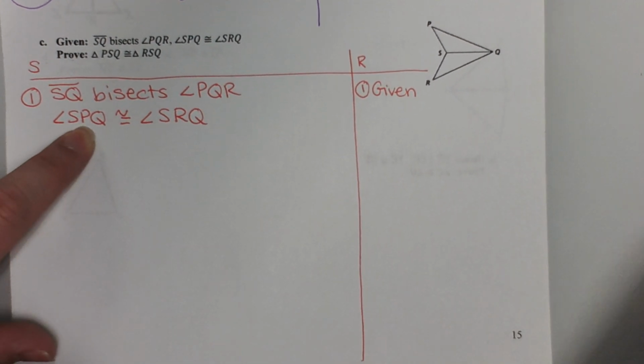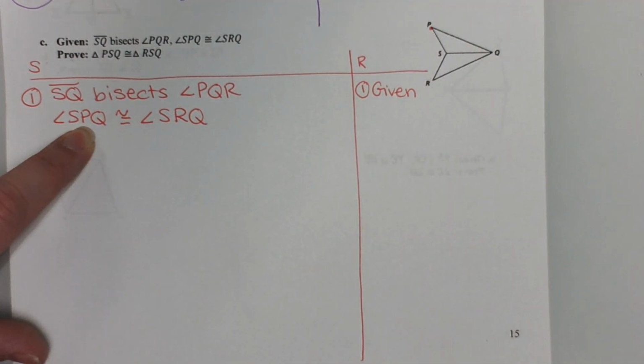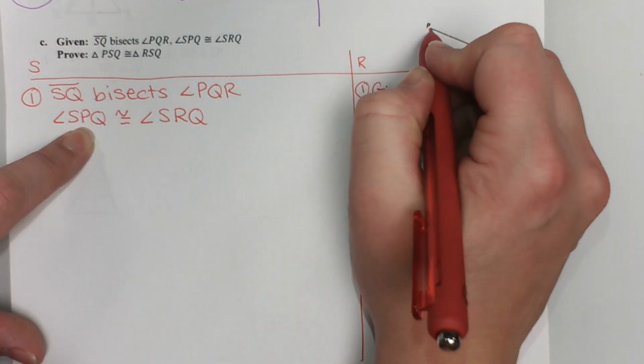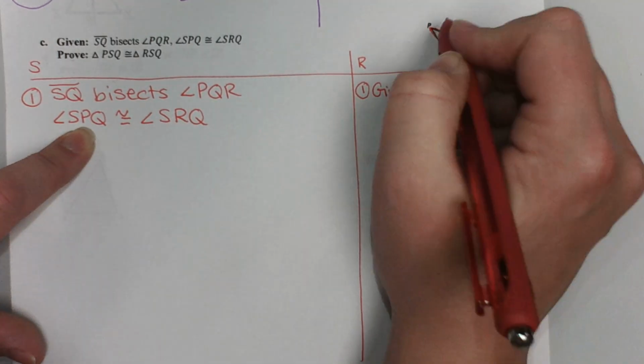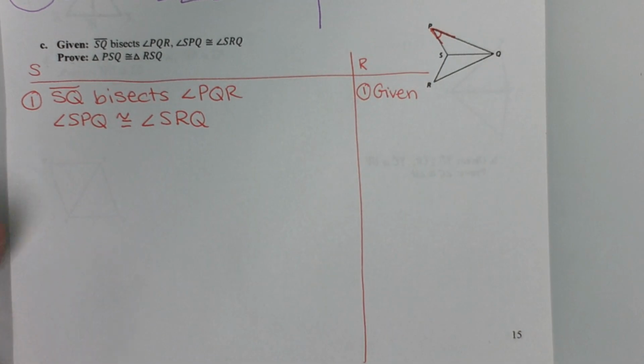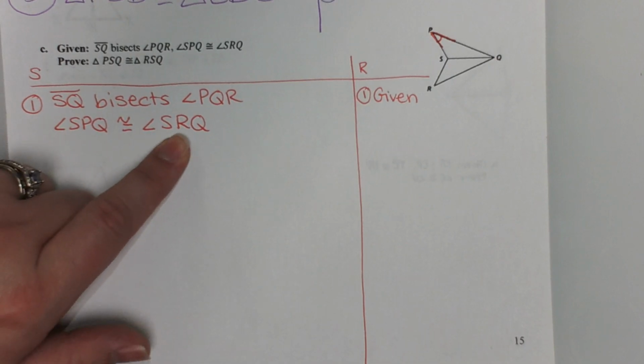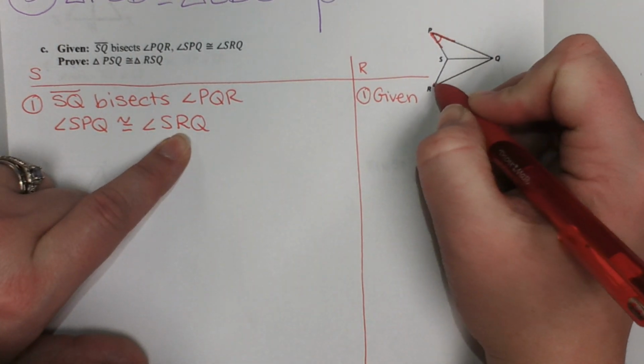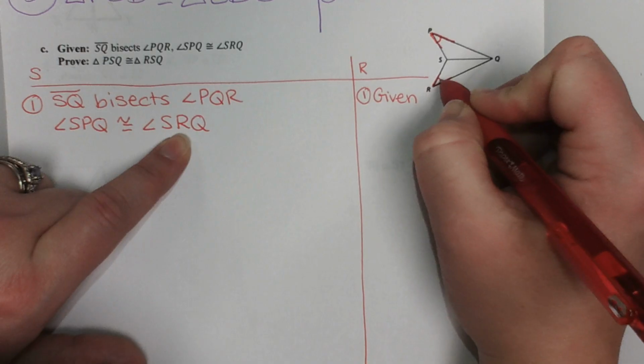So, P is the vertex. Goes towards S, goes towards Q. That's this angle. Could they have used the single letter name? Yeah, but they didn't. SRQ. R is the vertex. Go towards S, go towards Q. That's this angle.